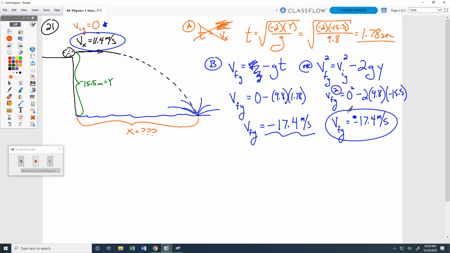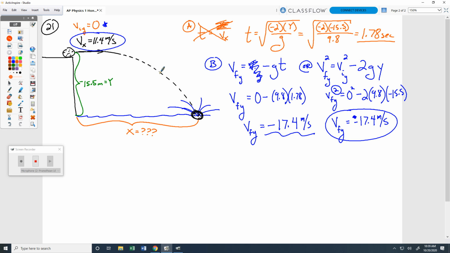Ready to go, print, send it to Mr. Hinnon. But if I do that, you're going to miss points. And here is the reason why. If I actually look at this golf ball, it traveled through the air, and eventually it hits the water. So the golf ball is now right here.